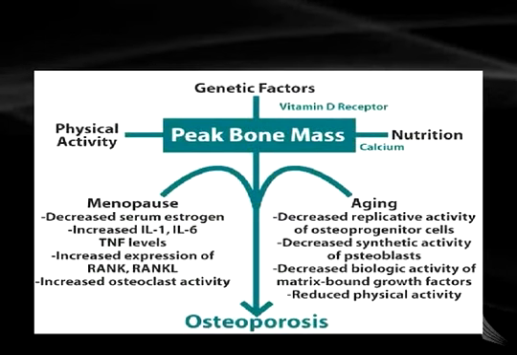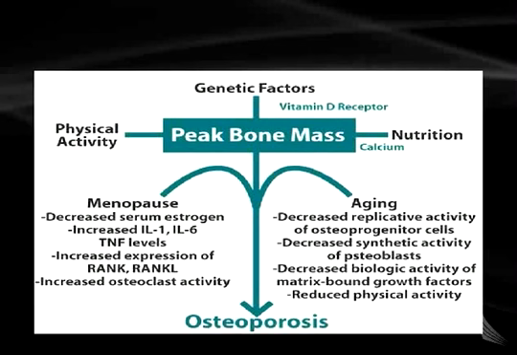Overall, then, if one wants to look at the development of osteoporosis, remember that your peak bone mass occurs in youth and is determined to a great degree by genetic factors within the vitamin D receptor, interacting with your degree of physical activity and your levels of nutrition. You then have a less than 1% every year decrease in your bone mass, which can lead to osteoporosis through events associated with aging, such as decreased replicative and synthetic activity of your osteoblasts, and reduced physical activity.